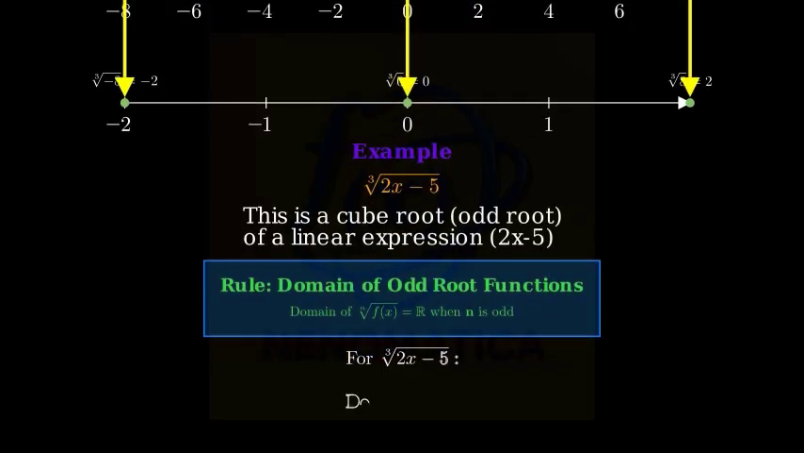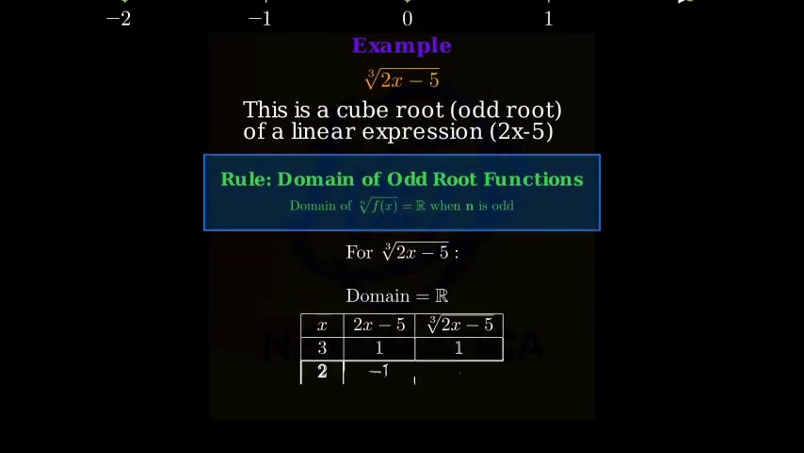So when we have the cube root of 2x minus 5, we can apply our rule. Since the cube root is an odd root, this expression is defined for all real values of x. It doesn't matter what value 2x minus 5 takes, whether it's positive, negative, or 0, we can always find its cube root in the real number system.